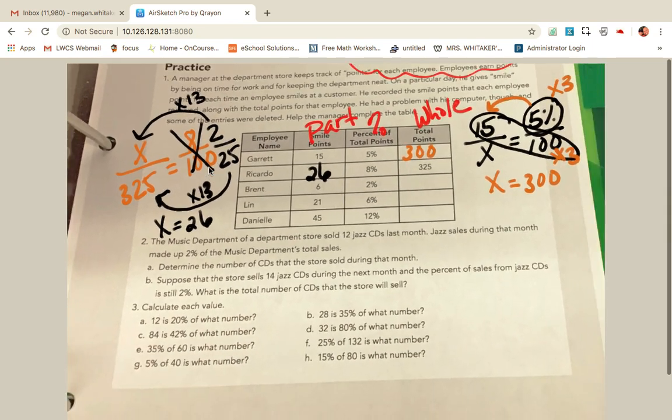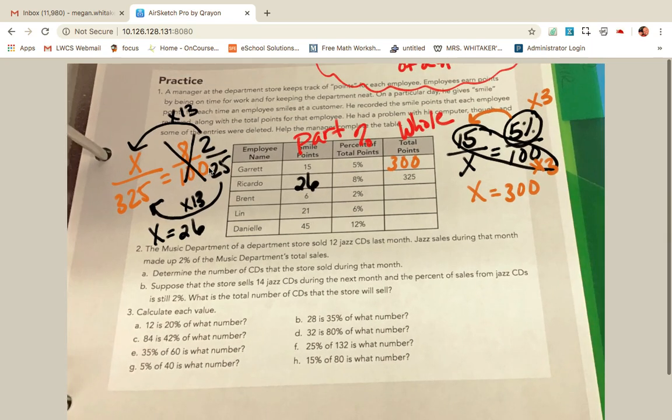If you look at number 2, now they're putting it in a word problem. Number 2A says he has sold 12 jazz CDs last month, and that made up 2% of the music department sales. Determine the number of CDs that were sold during that month.